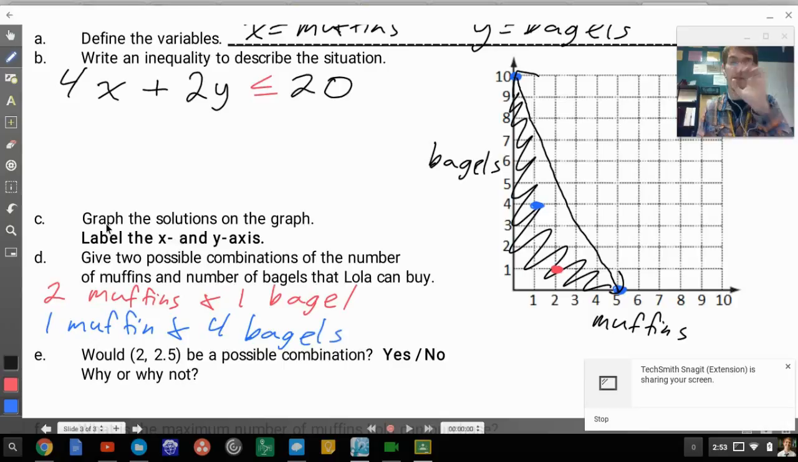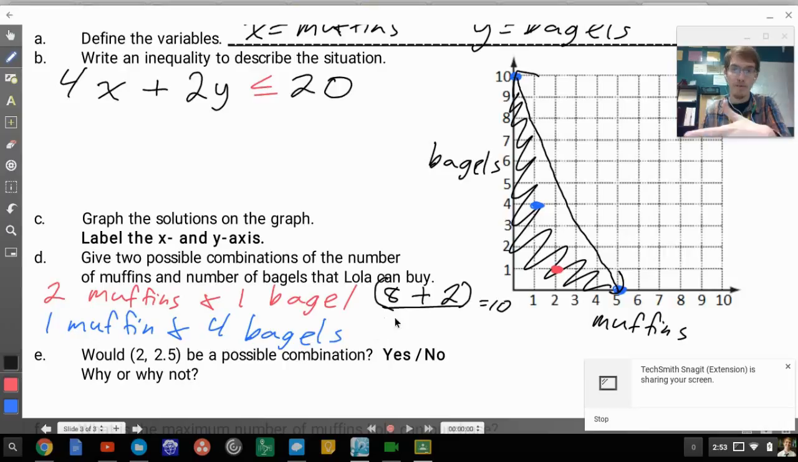Now, something I could do, I have not done this yet, but I could do this actually. Let's just think this through. Okay, on the side, let's think this through. 2 muffins. Well, that means it's going to cost her $8 for muffins and $2 for the bagels. So that's less than $20, right? Okay, so she's going to spend a total of $10.